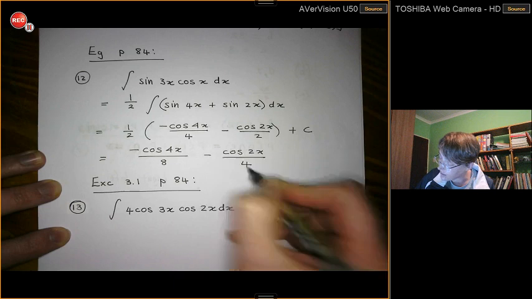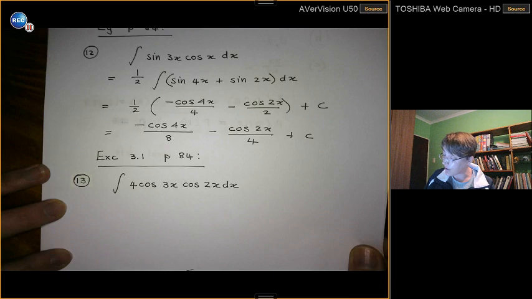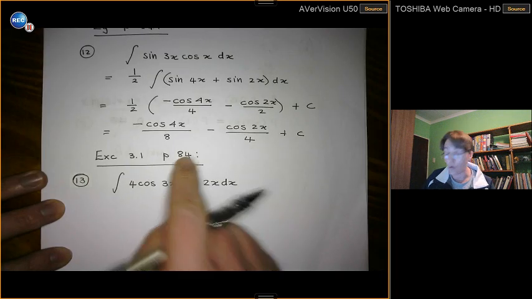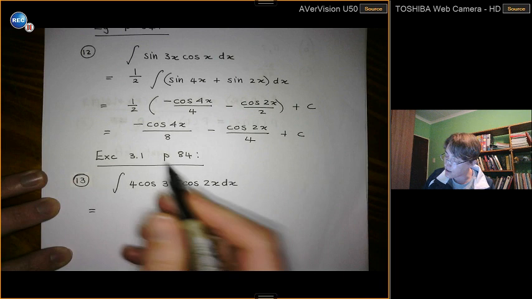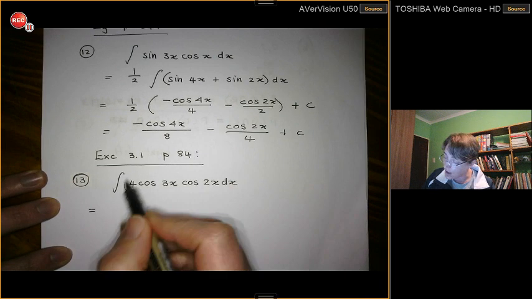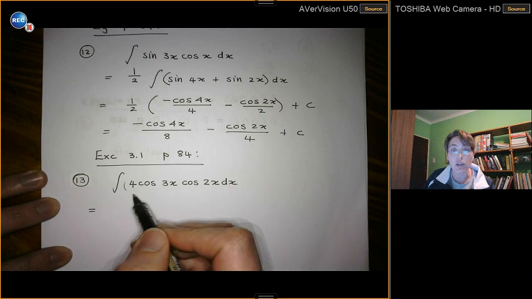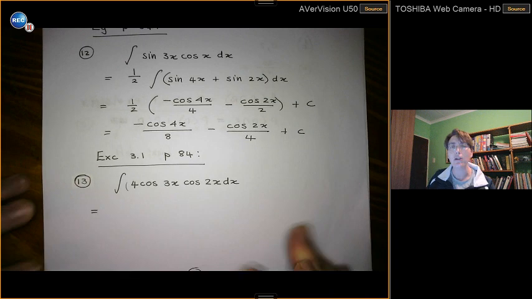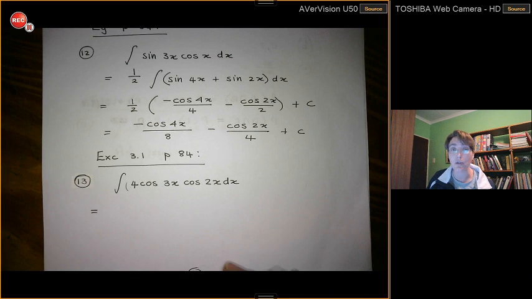And then we can do another one of these. This one is in exercise 3.1 on page 84. So this one has a constant value there, it's got a 4. If it's got that constant value, I can just say it's a constant multiple. I can then move it to the front. Careful, it's not a constant addition that you can move to the front. It's always a constant multiple that you can move to the front of an integral. So don't get that confused.